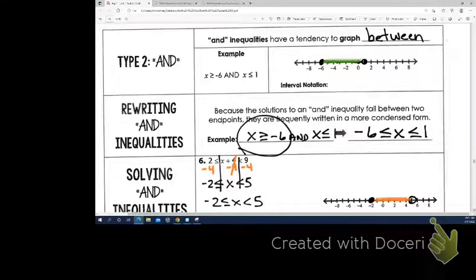Give you guys a minute, make sure everyone has that before we look at number 7 where we have 2 steps. Everyone good? Okay.